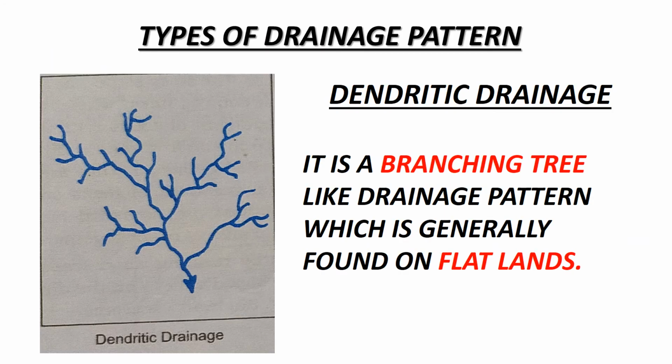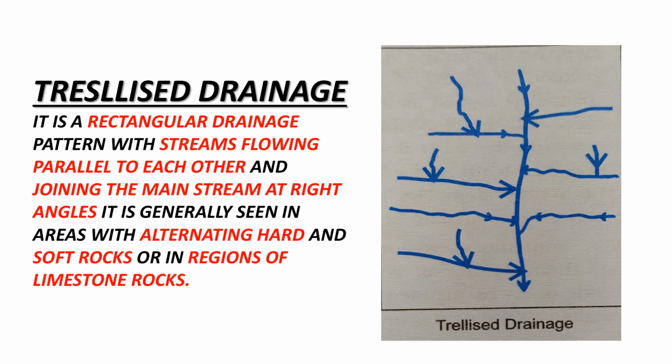Now these are the 4 types of drainage pattern. The first one is dendritic drainage pattern. Here you can see that the main river along with the tributaries looks like a branch of a tree. Therefore it is known as a branching tree-like drainage pattern, which is generally found on flat lands.